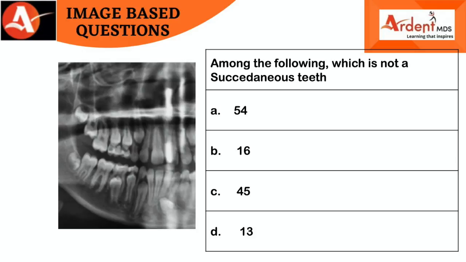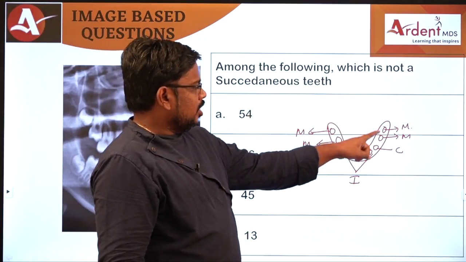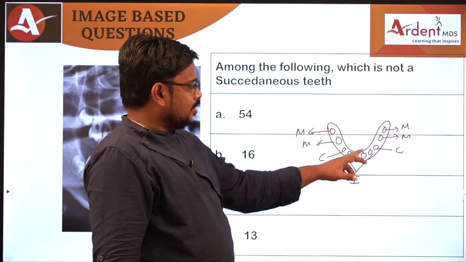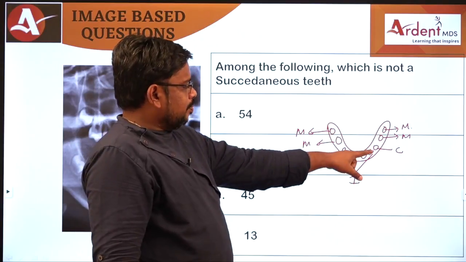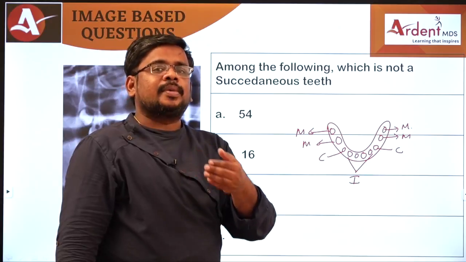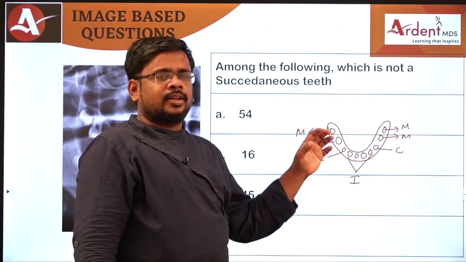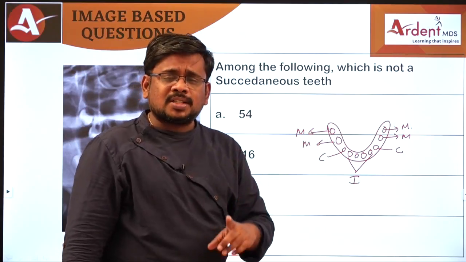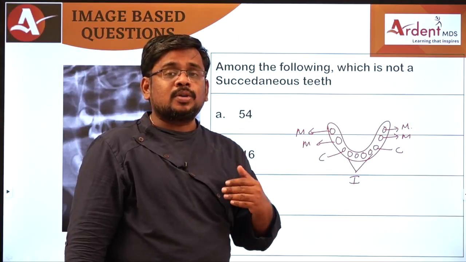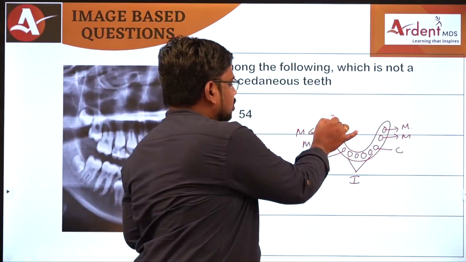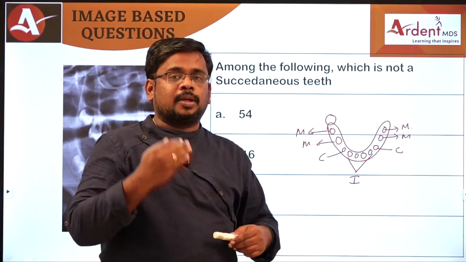Similarly, if they ask which is not a succedaneous tooth, just check the deciduous dentition. It has 4 incisors, 2 canines and 4 molars. These primary incisors are replaced by permanent incisors. Primary canines are replaced by permanent canines, and primary molars are replaced by permanent premolars. But what about permanent molars? Permanent molars newly erupt just behind the permanent premolars.